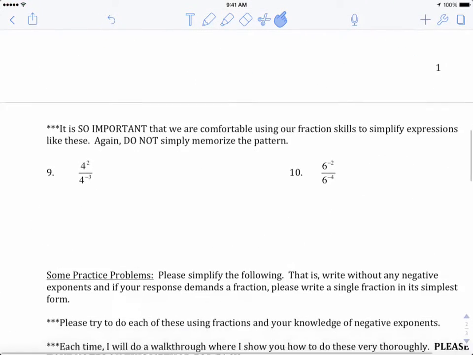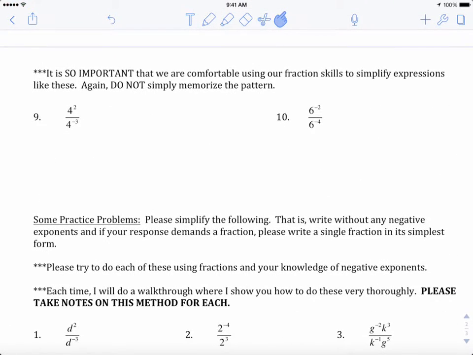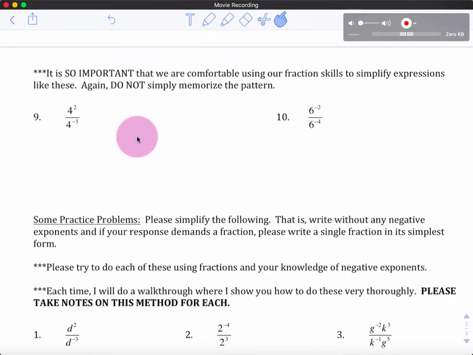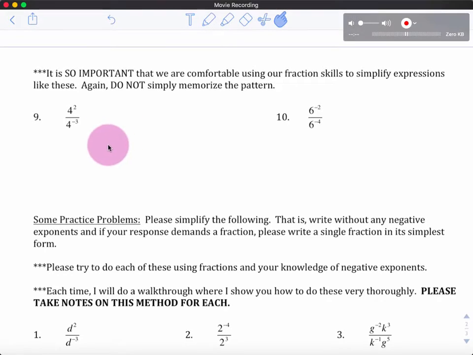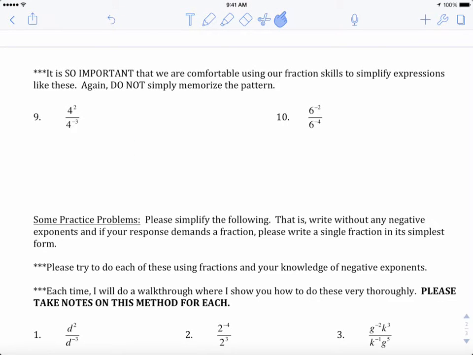Let's take a look. Okay, like I mentioned before, it is so important that we are comfortable using our fraction skills to simplify expressions like these. You may find some patterns and they're helpful to finish these problems quickly and accurately, but I really want you to know what's going on behind the scenes, and that requires fraction skills. So let's take a look at what we've got.